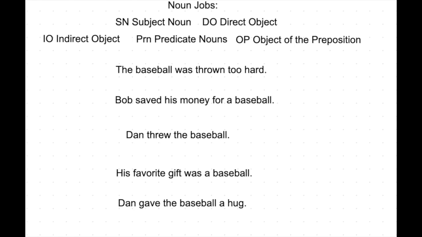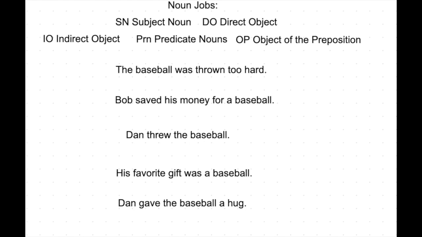The word's position and function in a sentence determine its job. Nouns are the only part of speech that can be used in different jobs and still be identified as a noun. If you can recognize noun jobs in a sentence, you will identify nouns more accurately. So there are 5 noun jobs. They are subject noun, direct object, indirect object, predicate nouns, and object of the preposition. You've now learned about each one of these.